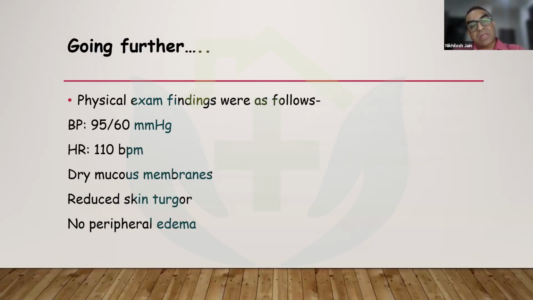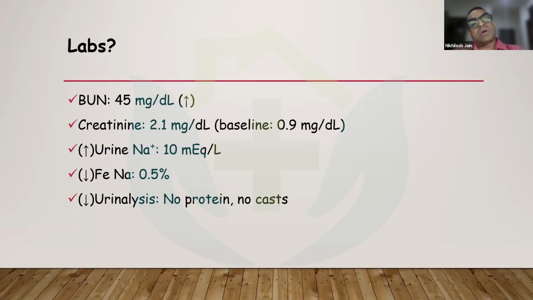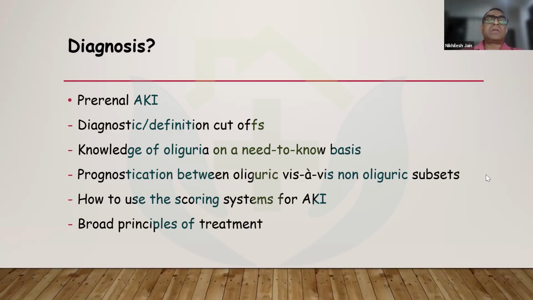So we did a physical exam and the findings were as follows. BP of 95 by 60, heart rate of 110 beats per minute, dry mucous membranes, decreased skin turgor, and no peripheral edema. Labs were BUN of 45, creatinine of 2.1, urine sodium was 10 milliequivalent per liter. FeNa, or the fractional excretion of sodium, was 0.5%. Urine analysis did not show any protein or any casts. So the diagnosis is fairly straightforward.